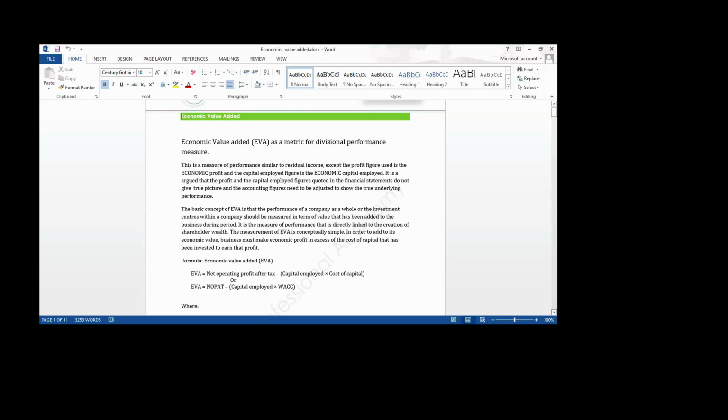Now, economic value added is the difference between the net operating profit after tax minus bracket capital employed multiplied by the cost of capital. The basis of economic value added is to exclude accounting assumptions and look at economic profits.